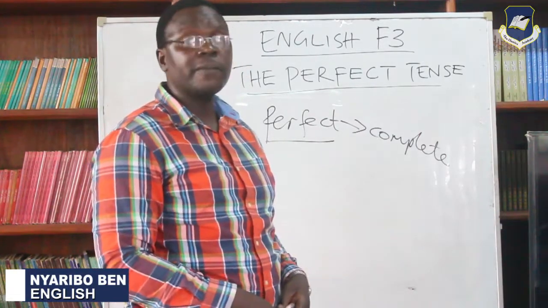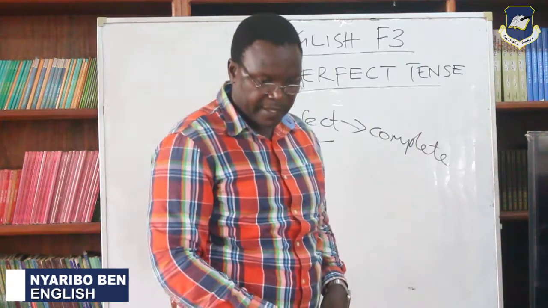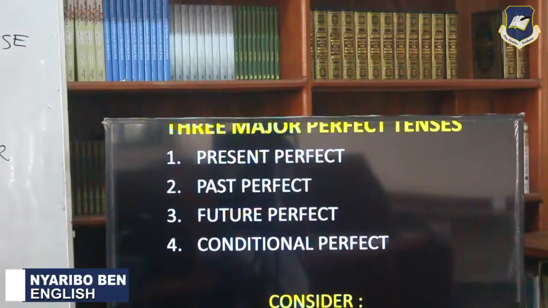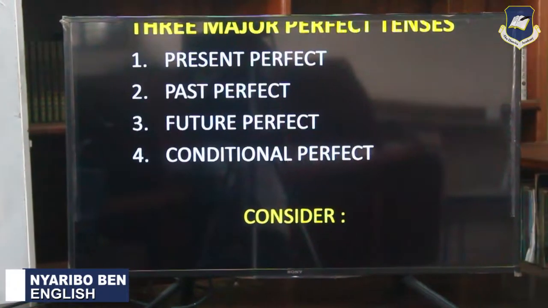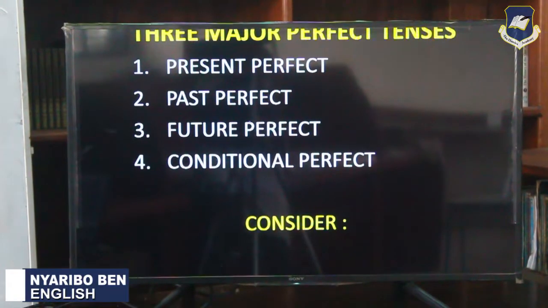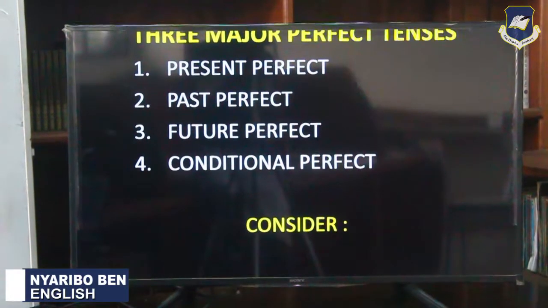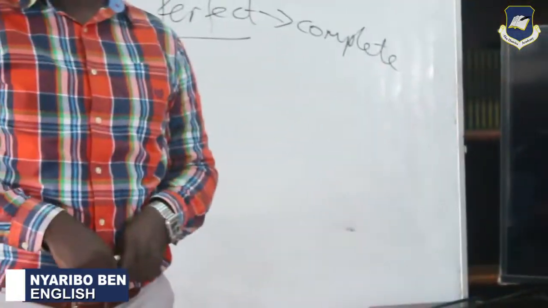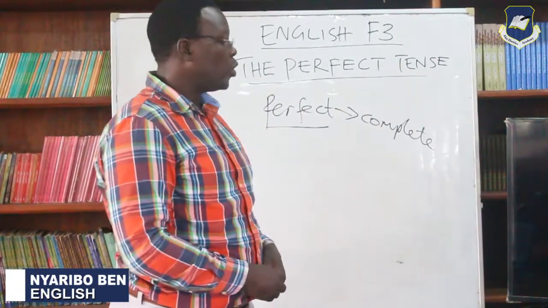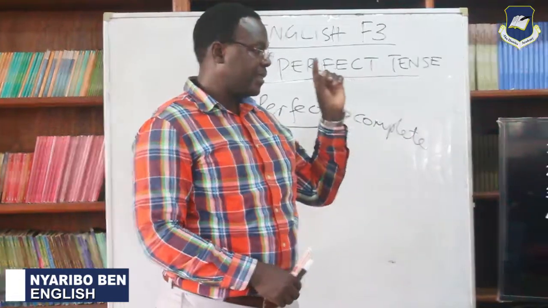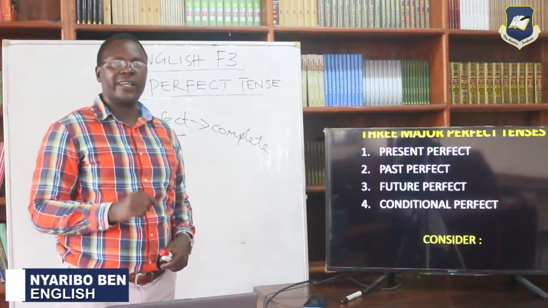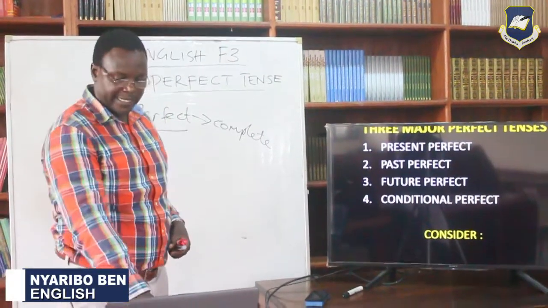Now, my name is Ben Nyaribo. I welcome you. There are 3 major perfect tenses, as you can see. We have the present perfect, the past perfect, the future perfect, and the conditional perfect. I said 3 because the conditional perfect is one that is embedded in the 3 perfect tenses. So, it is the present perfect, the past perfect, and the future perfect. And as I've said, the conditional perfect is embedded in the 3 perfect tenses.